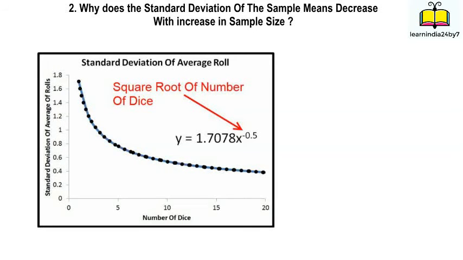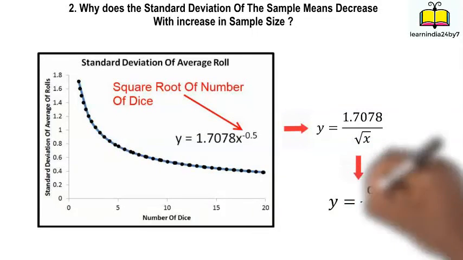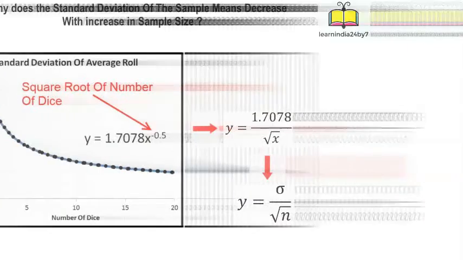In the regression equation, the value 1.7078 is the standard deviation of average values with one sample. Let's denote this by sigma. And x is the number of dice. Let's denote it by n. With these symbols, the equation becomes: standard deviation of the sample y is equal to sigma divided by the square root of n.